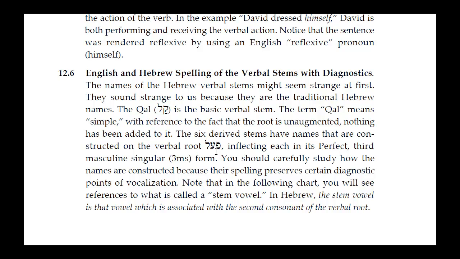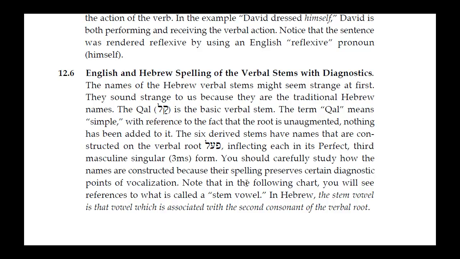Okay, you should carefully study how the names are constructed because their spelling preserves certain diagnostic points of vocalization. That is very important because if you understand pa'al, which means to do, and you take the root here, the pei, the ayin, and the lamed, when you go into these different derived stems, you'll see the augmentations and the vocalizations that are added to this root to show you what to look for.